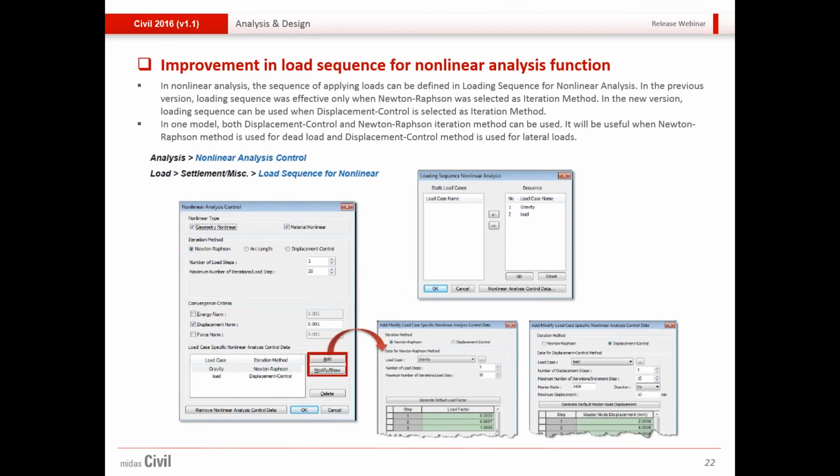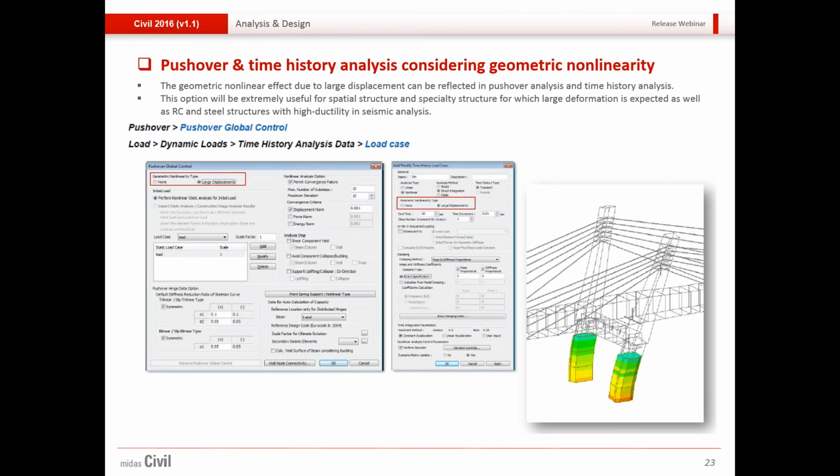Improvement in load sequence. In nonlinear analysis, if the sequencing is defined, then in previous versions it was effective only when Newton-Raphson was selected for the iteration. Whereas in the new version, this can be used even with displacement control as the iteration method. So this is useful when both displacement control and Newton-Raphson iteration need to be used. Say Newton-Raphson is used for the dead load, and displacement control could be used for the lateral loads applied to the model. Similarly, for pushover analysis as well, now the geometric nonlinearity can be considered.